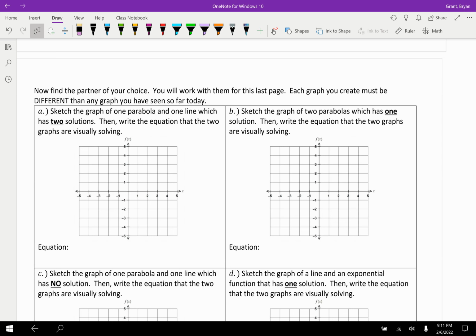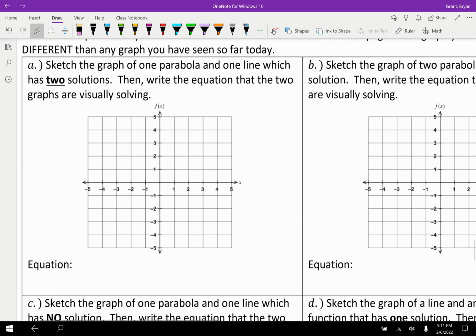Alright, sketch the graph of one parabola and one line that has 2 solutions. Well, let's see, 2 solutions mean they intersect in 2 spots. So I'm going to go ahead and pick 1, 1. Then I'm just going to have it go up 1 over 1, up 1 over 1. That looks pretty good. Here's my parabola, like so. And then, let's see, let's maybe write the equation of that parabola first. So we know it's x minus 1 squared plus 1. Right? That gives me the vertex 1, 1.